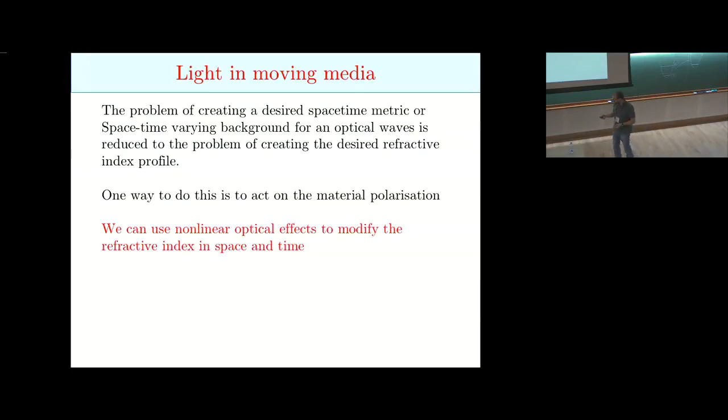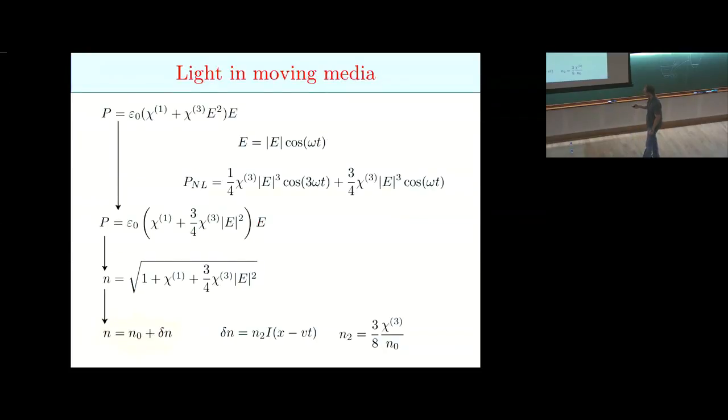Well, the trick that we've been using, and most people working on optical analogs, is to use nonlinear optics to modify the refractive index in space and time. Okay? So the main idea here is that at first order, the polarization is usually just written as P equals epsilon 0 chi 1 times E. So 99% of Maxwell's equations results are just derived by using this kind of polarization.